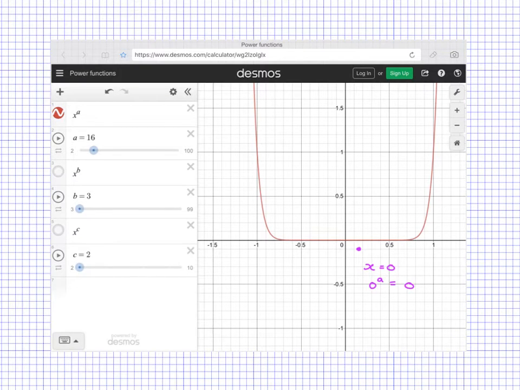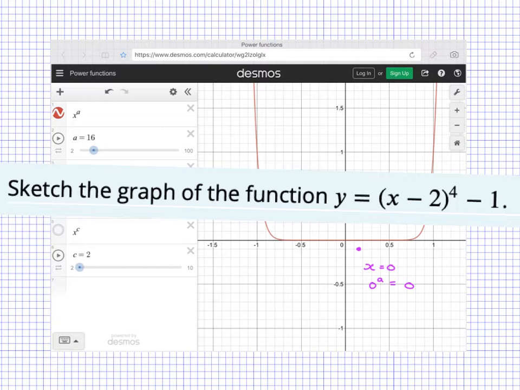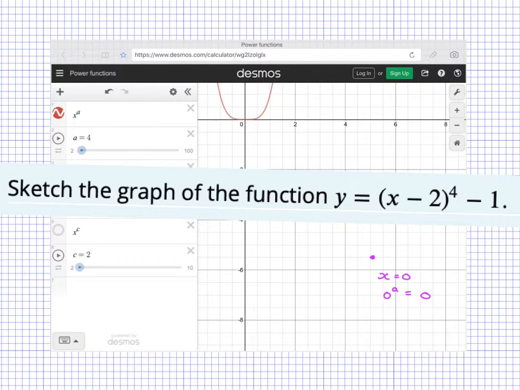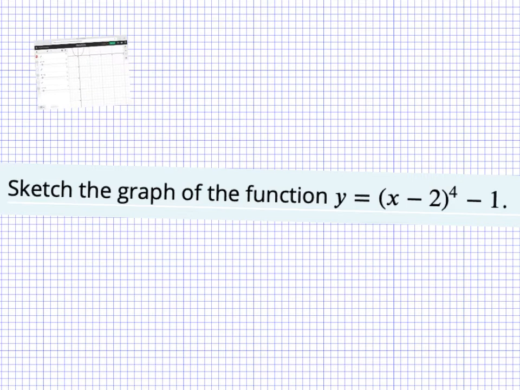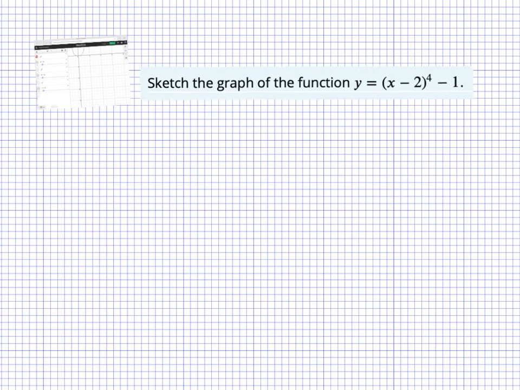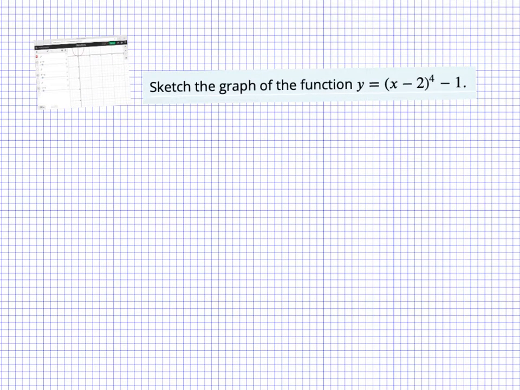So an example question might look like this, where we're being asked to sketch this graph. I'll just move this out the way. I don't know how to move this out the way. There we go. So sketch this graph. We've got our axes. We know it's a quartic because the highest power is 4.